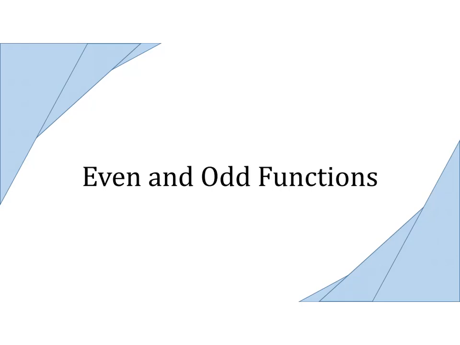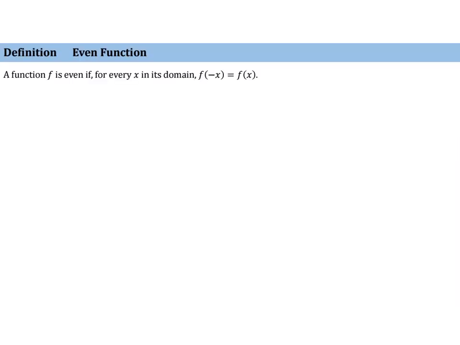Let's now talk about even and odd functions. Even and odd functions are special types of functions. An even function, f, yields the same output for both x and its opposite. So if you put in 2 and you put in -2, the same output will arise.